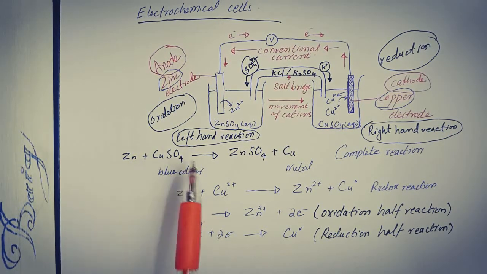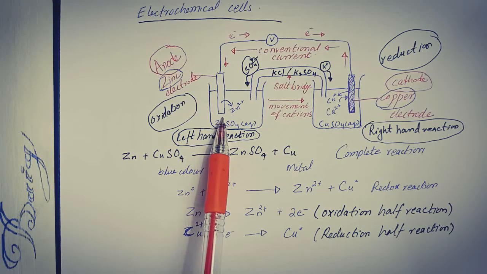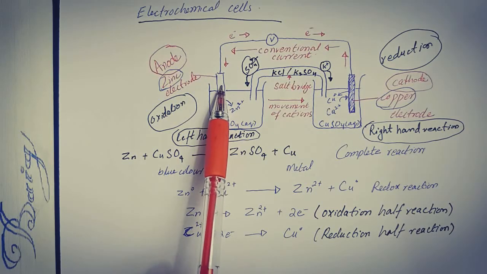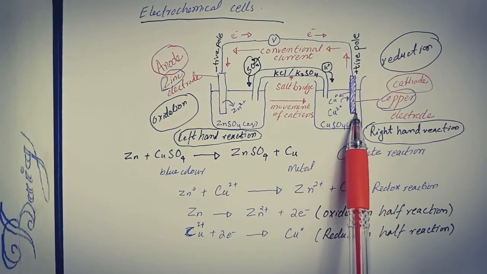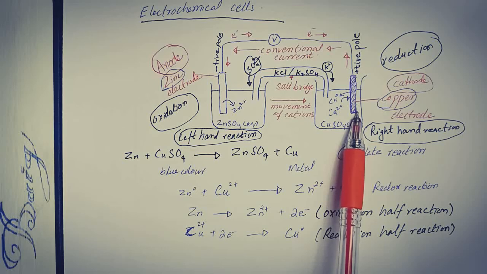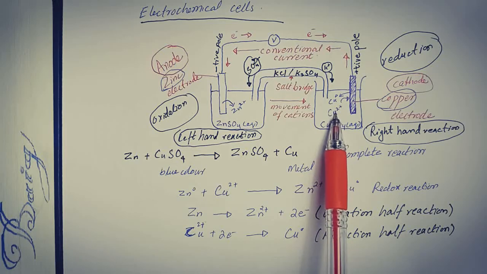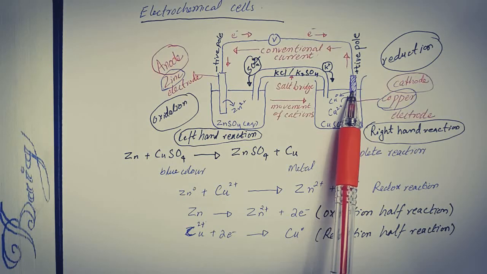The second point is that the zinc rod is rich in electrons because the zinc metal is undergoing the oxidation process in which electrons are produced that enter the external circuit. So this electrode is called the negative pole. The copper electrode is poor in electrons because the electrons have been utilized for the reduction of copper 2 plus ion to copper metal. So this electrode is known as the positive pole.